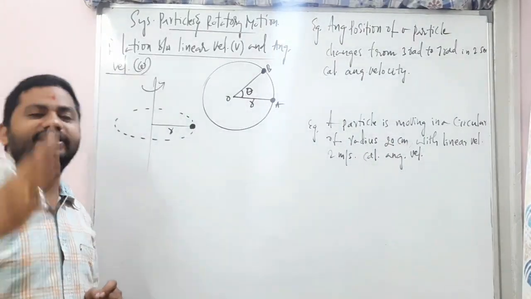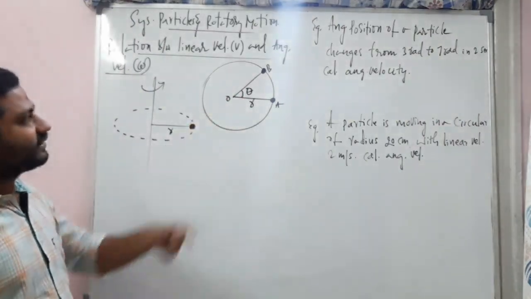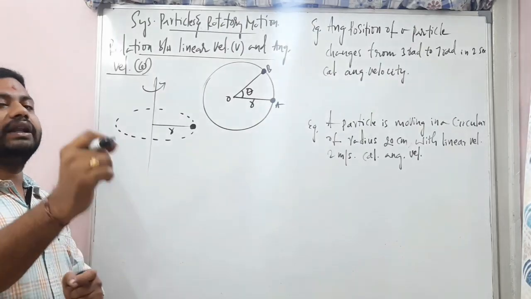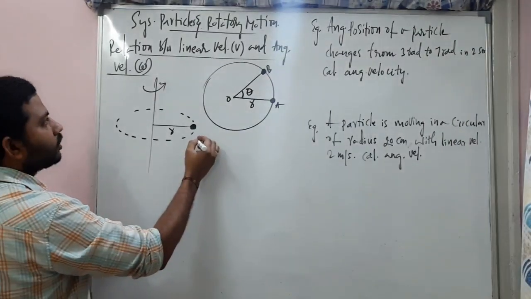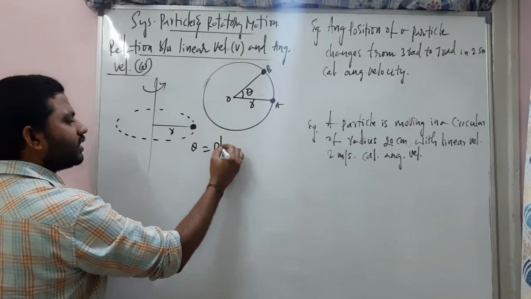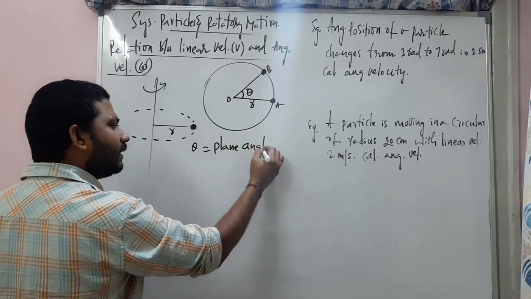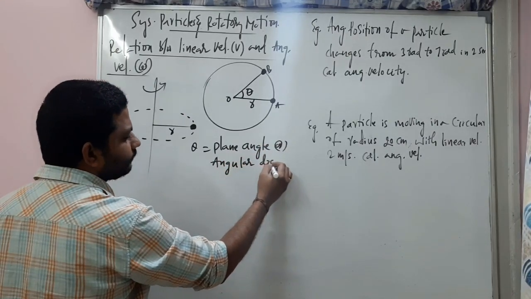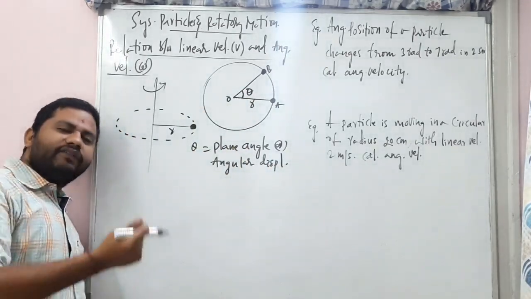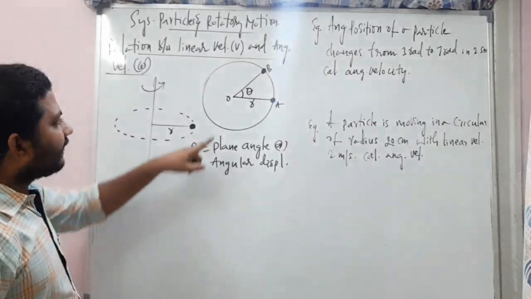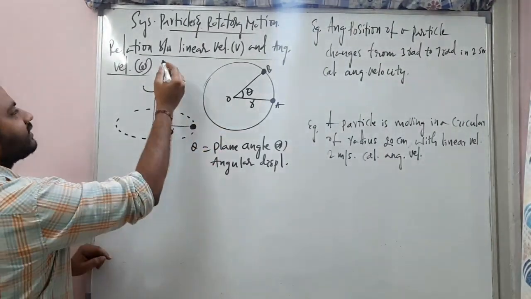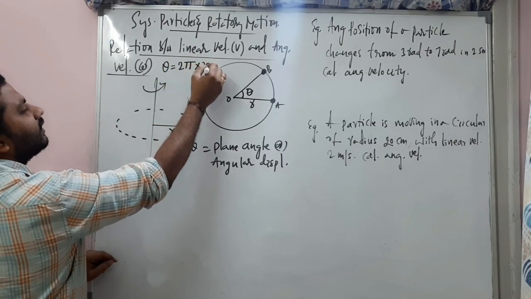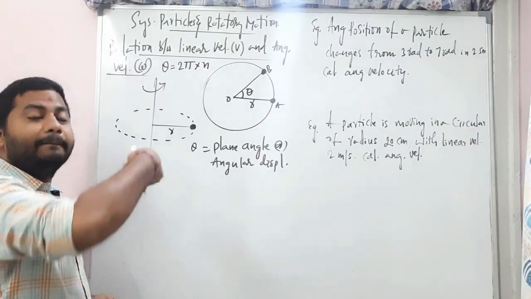You all know that theta is angular displacement. In the motion in a plane chapter itself we have discussed, what is theta? Plane angle or angular displacement. I'm writing the same here. We have already discussed this, my dear students. And this theta I can write like this, carefully observe: theta equals 2 pi into n, where n is the number of revolutions.